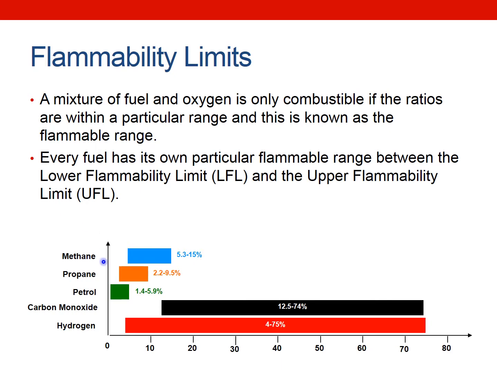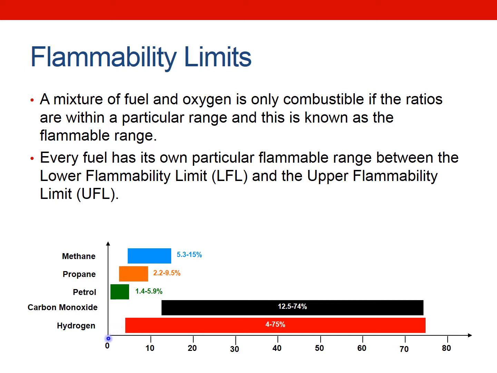And here are the flammability limits plotted for some common fuels. We've got methane, propane, petrol, carbon monoxide and hydrogen. And this is percent along the bottom. So methane is combustible between about 5% and 15%, and propane is between 2% and 10%.